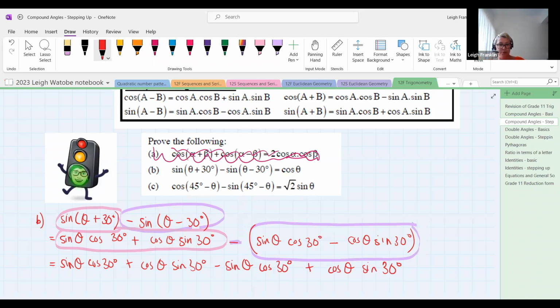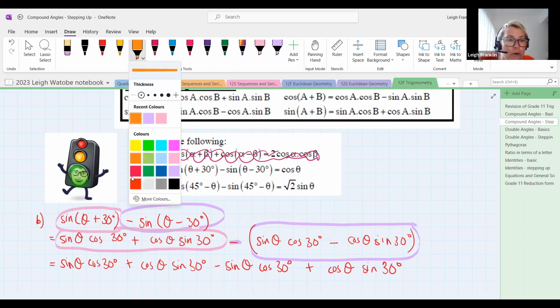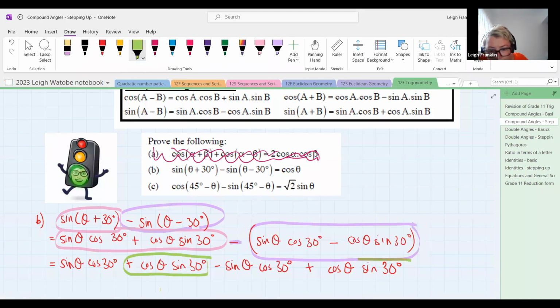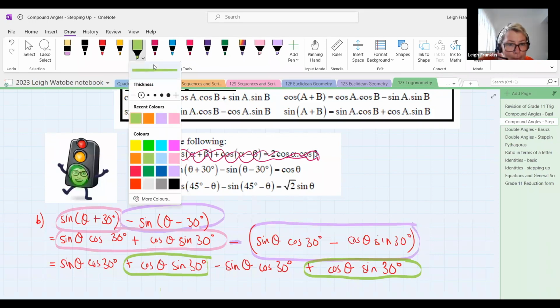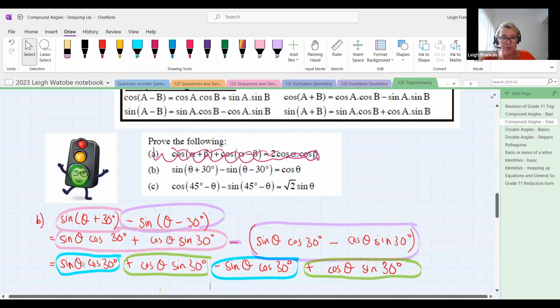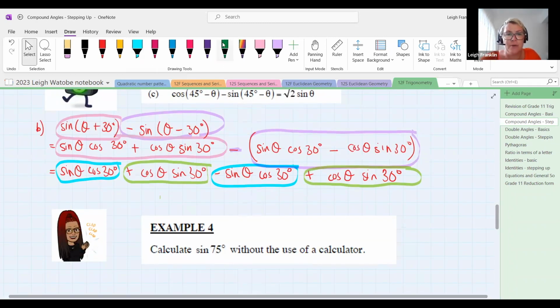And then we're going to look for like terms. Let's just get a different color. I don't like that orange. Let's go with this. We can see here that this term and that term there are like terms. Similarly, let's go with turquoise. This term over here and the third term over there are also like terms. So the first and the third terms add up to 0.